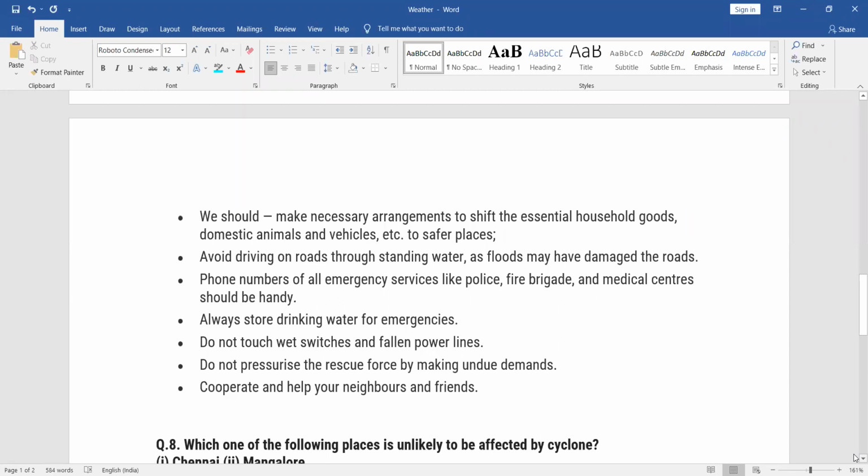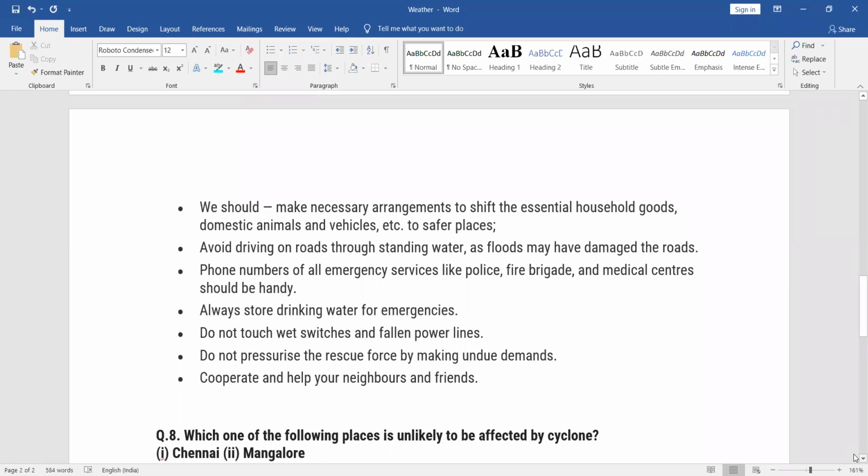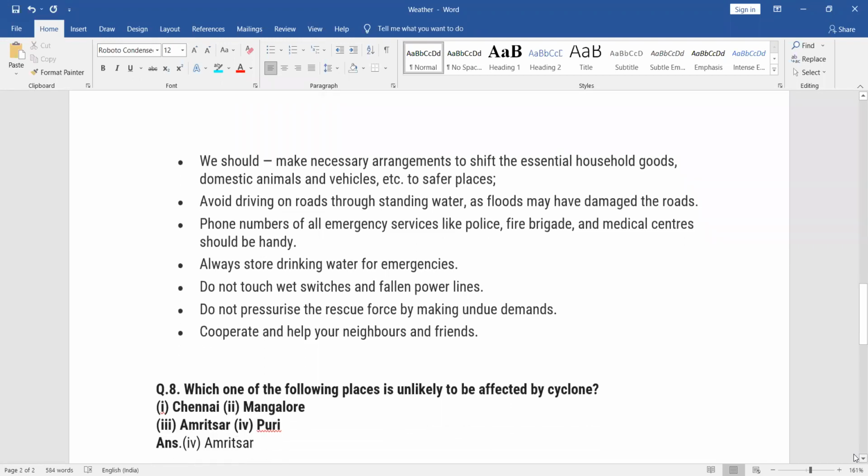We should take note of all the emergency numbers and save them for our use. We know very well that when there are floods, the water can get contaminated, so we should store drinking water for emergencies. If power lines have fallen or the switches are wet, we should not touch them. We should not pressurize the rescue force by making undue demands, because they have to take care of all of us. Always we should cooperate and help others.